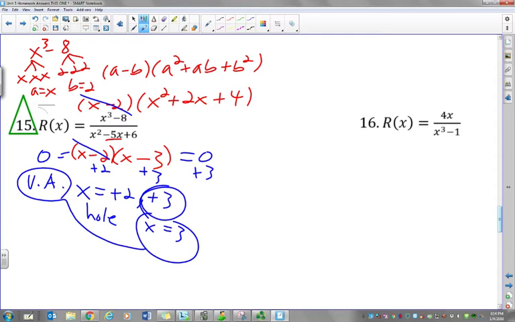I also graphed it on my calculator to show you the hole. Here's a copy of it. Let's take a look and zoom in. So this is x cubed minus 8, the graph of x cubed minus 8.